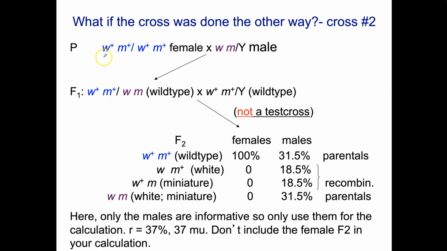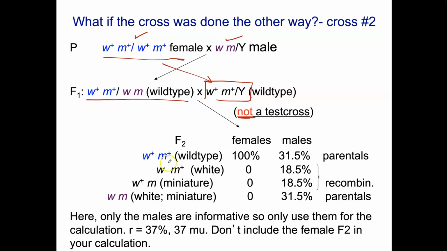Now, if we'd done the cross the other way, we can still analyze the data, but we just have to be careful. So suppose we took females that were wild type, homozygous, and males that were mutant. We still have a dihybrid female here, or we could do this with a trihybrid. But the males, in this case, have the wild type chromosome that they inherited from their mother. So if we didn't do a test cross, but we just allowed the F1 to breed with each other, this is not going to be a test cross.